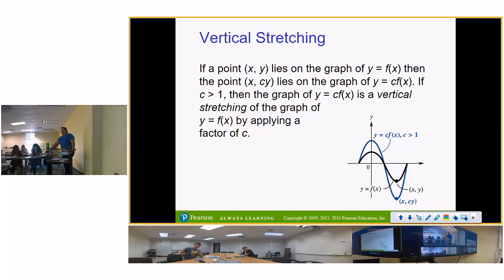All right, so this is a function, and look what's happening. The red function is, the black function is a regular function. Now let's go ahead and talk about what stretching. You can stretch.